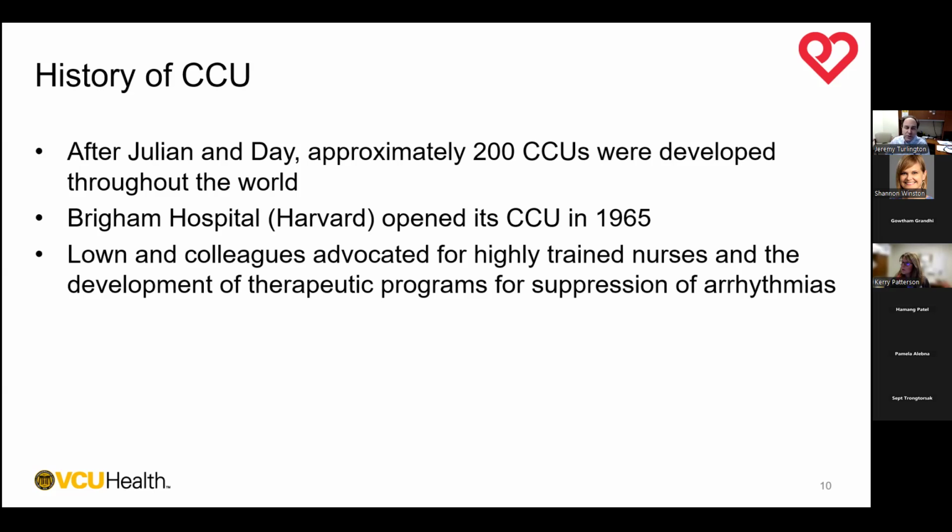Other things that they wanted to do in these units to treat these patients were to work on aggressive pain control, slowing the heart rate, and decreasing mental or emotional exertion, while quickly getting the patients mobile and out of bed, which was very forward thinking at the time, to decrease any deconditioning in these patients post-MI.